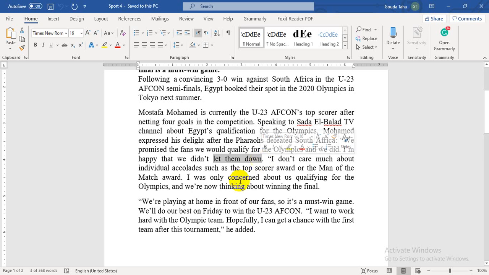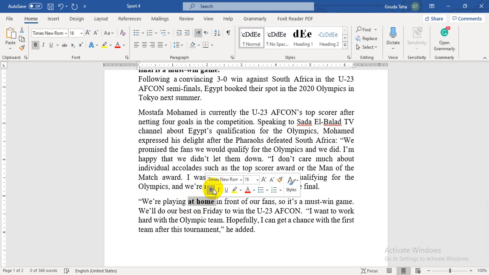We're playing at home. What do you mean by playing at home? في البيت? No. So here contextually it means على أرضنا. بنلعب على أرضنا and in front of our fans. If you are familiar with sport terms, you will go for على أرضنا وفي وسط جمهورنا يعني. So it's a must-win game.